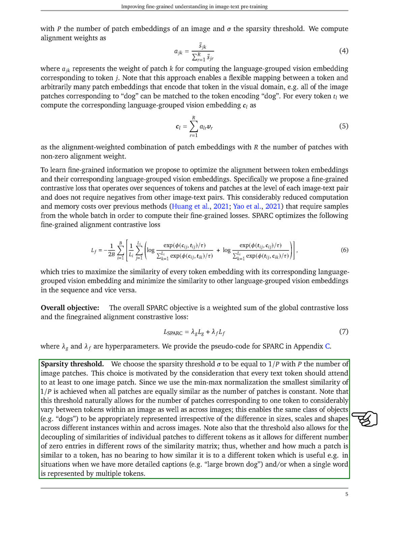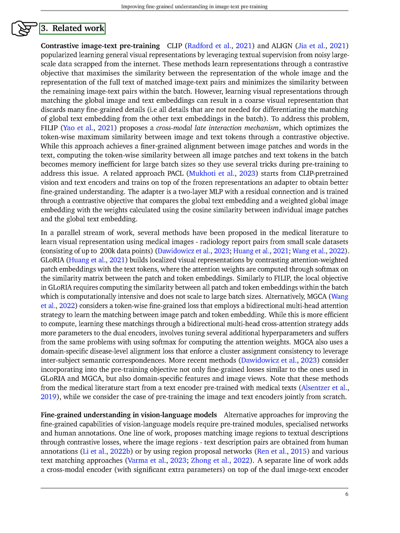by multiple tokens. There are other methods for improving the fine-grained capabilities of vision language models, such as using pre-trained modules, specialized networks, and human annotations. Some methods involve matching image regions to textual descriptions through contrastive losses, while others add a cross-modal encoder on top of the dual image text encoder and use various techniques such as captioning, masked language modeling, image text matching, and bounding box prediction.